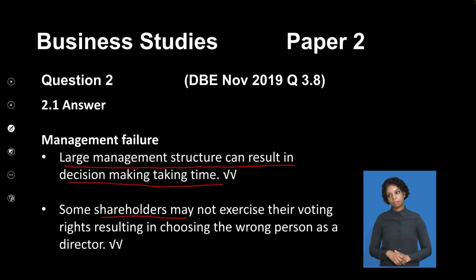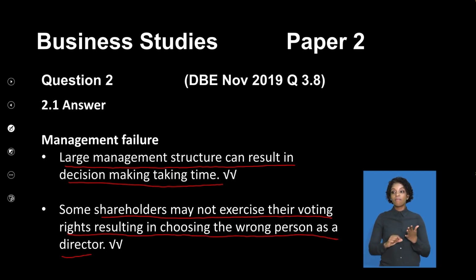Some shareholders may not exercise their voting rights, resulting in choosing the wrong person as a director.